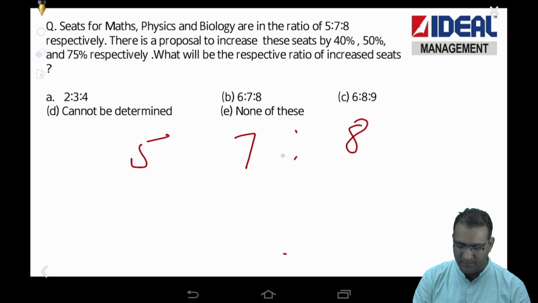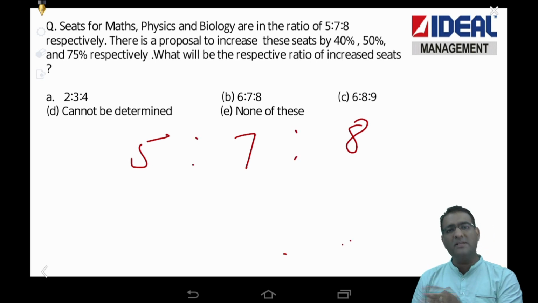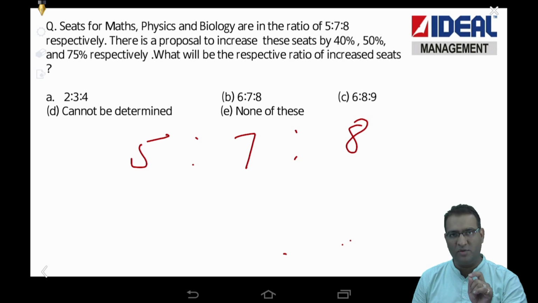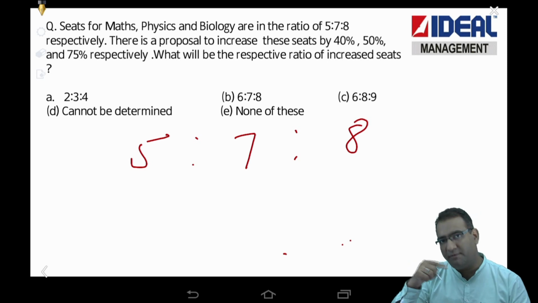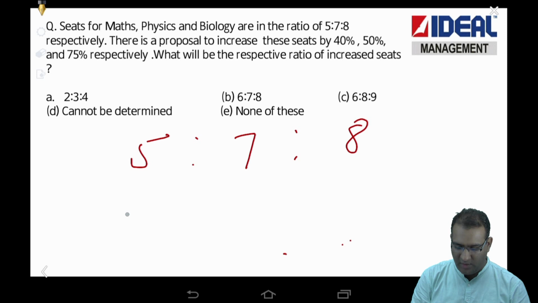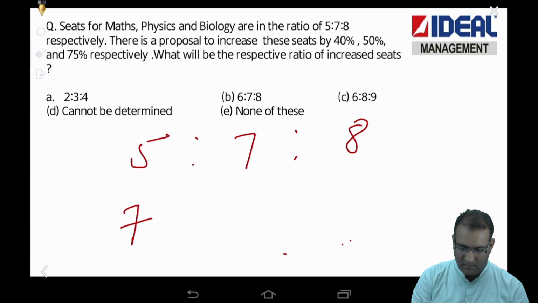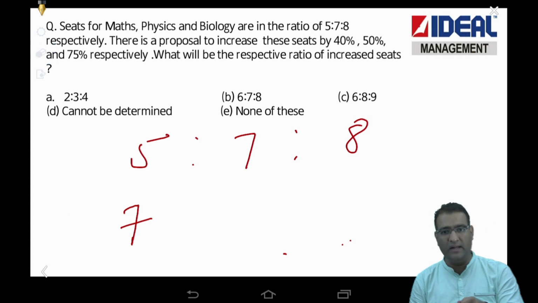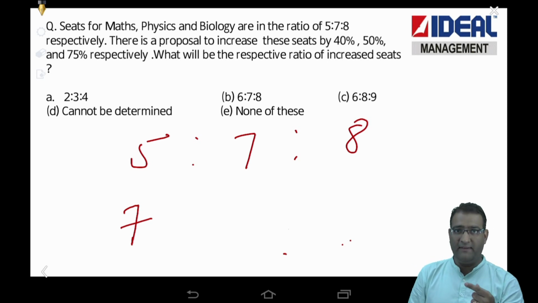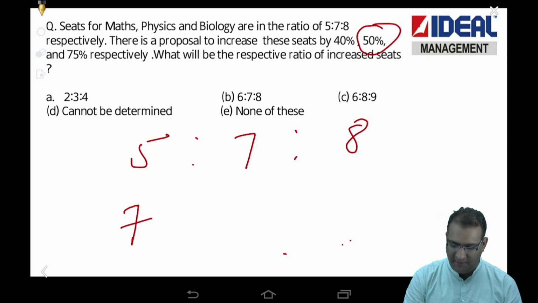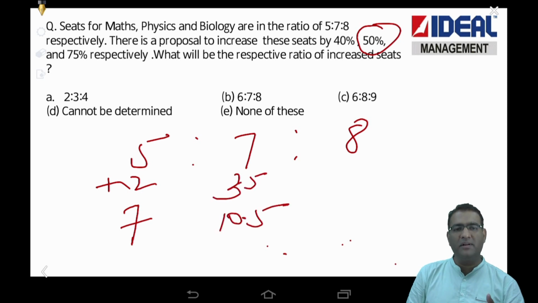5, 7, 8. They are increased by 40%, 50% and some percentage respectively. So how to do that? 40% of 5 is 5 into 4 by 20, which is 2. The new numbers, directly write the new number. You don't have to write this in the exam, this written above, right? I hope you understood this, right? Similarly, 50% of 7 is going to be 3.5. So this becomes 10.5. The most important is the next one.